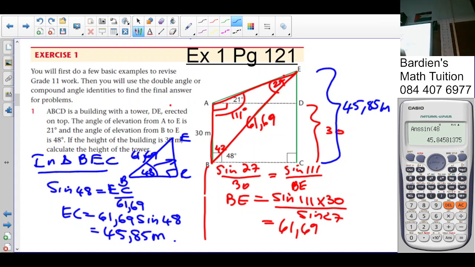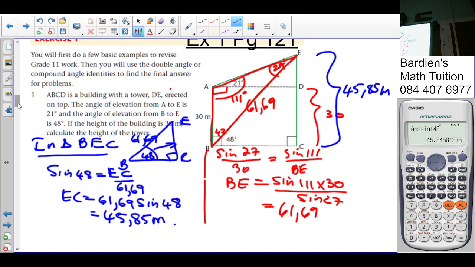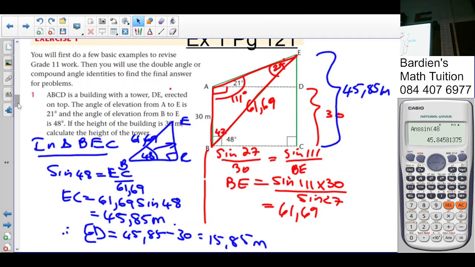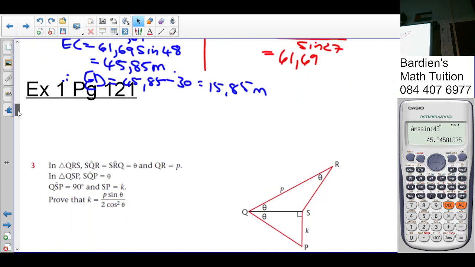Okay. Now this 45,85 is this length here. But the question is, what is the height of the tower? So therefore the height, which is ED, is going to be 45,85 minus 30, which is 15,85. Just check if that's correct. Okay. 15,85 meters for the height of the tower. Okay. Yes?